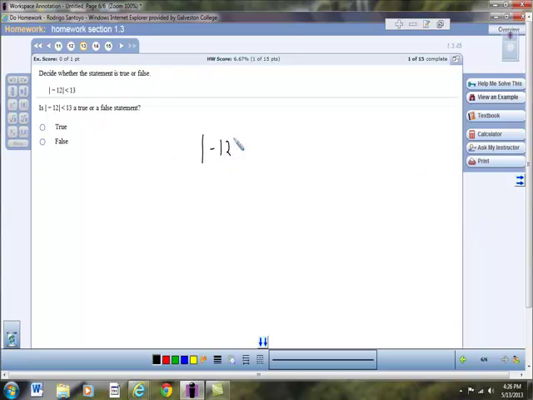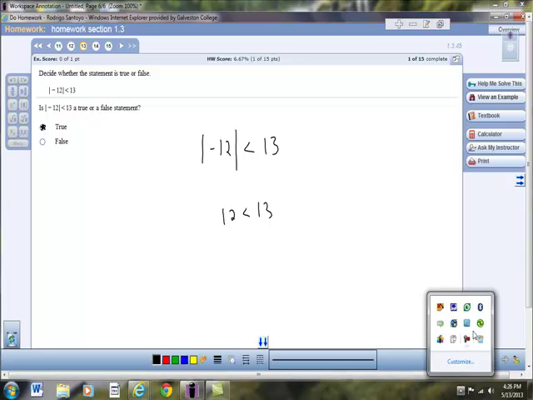Is the absolute value of negative 12 less than 13? Well, just like I said before, the absolute value of negative 12, what is it? It's 12. Well, is 12 less than 13? It sure is, so that's a true statement. And that covers some of the homework problems on 1.3.